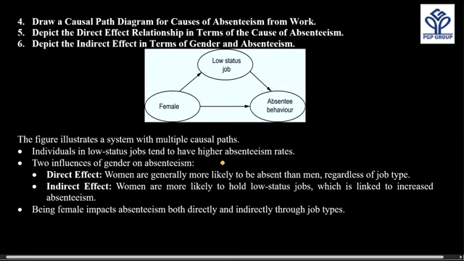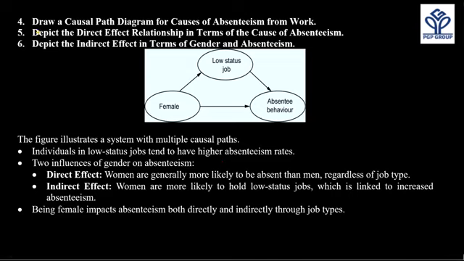Question number 4, 5, and 6. If you see, they're asking us to draw what is called a causal path diagram. So we have to draw a causal path diagram. They rephrase the question: draw a causal path diagram for cause of absenteeism from work. Depict the direct effect relationships in terms of the cause of absenteeism. Depict the indirect effect in terms of gender and absenteeism. So they're asking us to draw the causal path diagram.